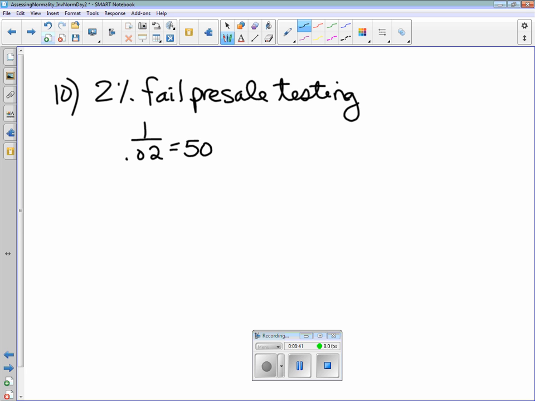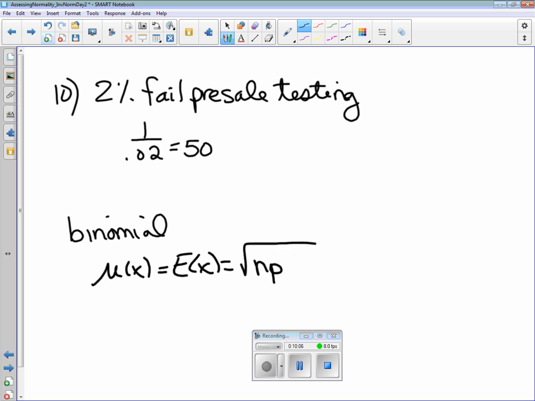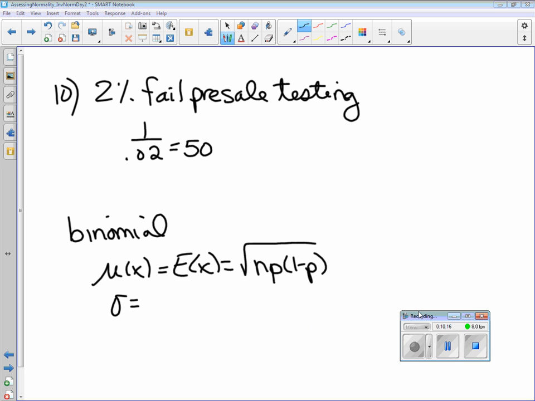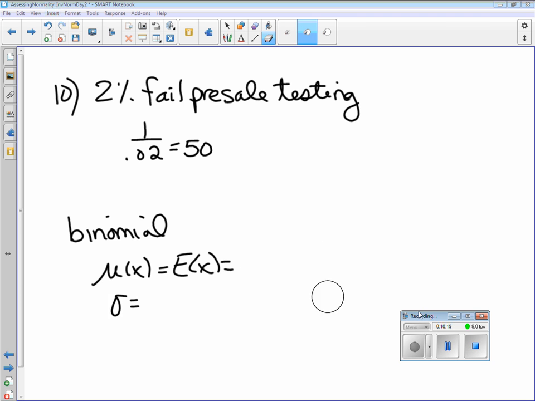Question? Yes, ma'am. For 18A, like the mean and standard deviation of the distribution, they're on the formula sheet. Which one? All right, so if you know it's binomial and you're trying to find the mean, remember it could also be the expected value, right? The square root of np times 1 minus p, because q is the same thing as 1 minus p. That's the mean. And then the standard deviation, oh, hang on, did I do that backwards? Yeah. Sorry, that's the standard deviation.